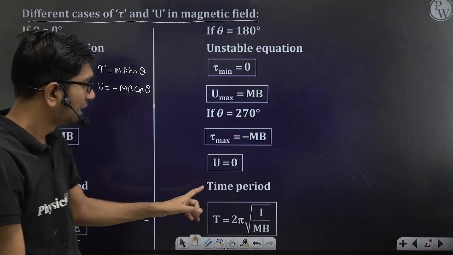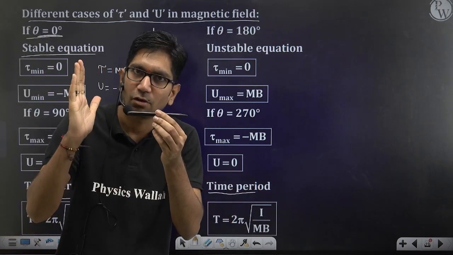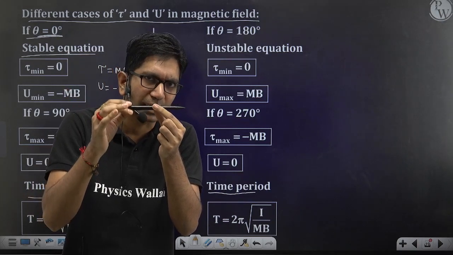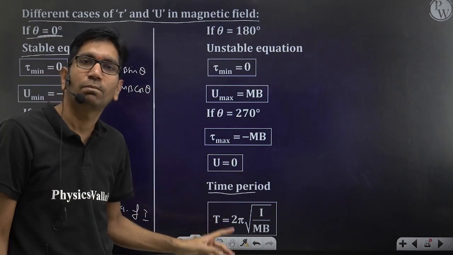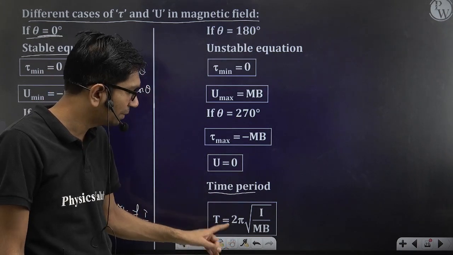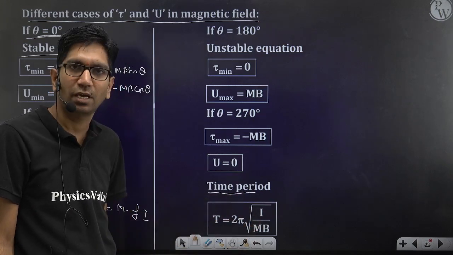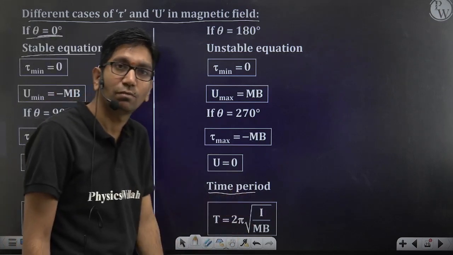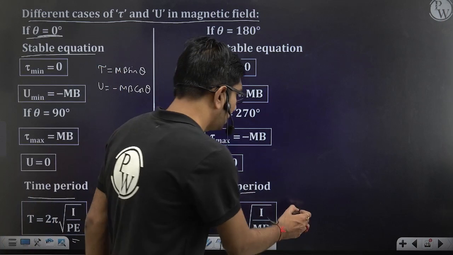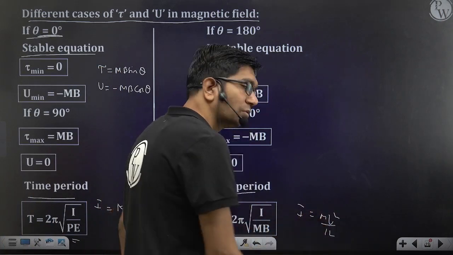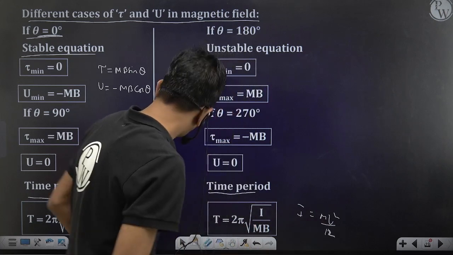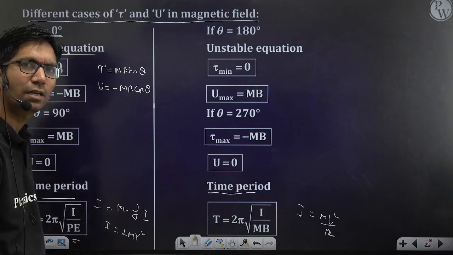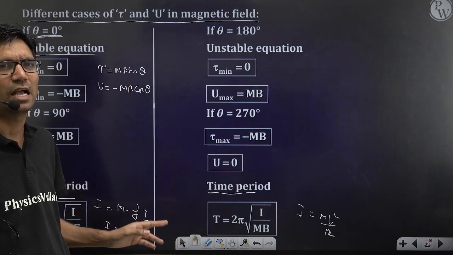In a magnetic field, I have kept the bar magnet and displaced it, and it will oscillate like this. The time taken to complete one oscillation is the time period, 2π√(I/MB). Here I is the moment of inertia of a bar magnet, which for a bar magnet you have to take as ml²/12. Is it clear? So the moment of inertia comes to 2ml²/12.